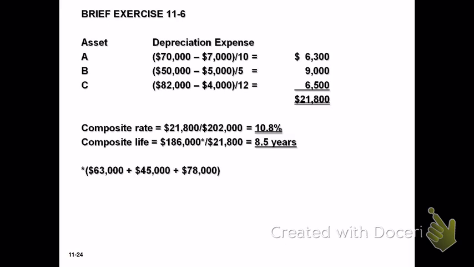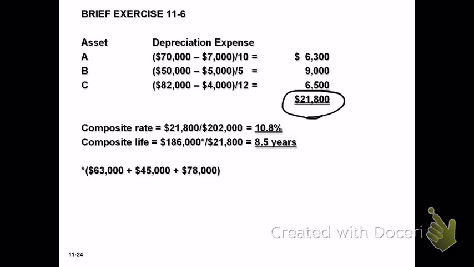And we're going to come up with a group depreciation rate. So I'm taking the straight line depreciation for each group of assets and combining them, and I get $21,800. That's the amount of depreciation that I would record for a year. So we want to figure out what our composite rate is, because that's the rate we're going to apply to these assets. To figure out the rate, we take $21,800, divide it by the depreciable base, and we get 10.8%.